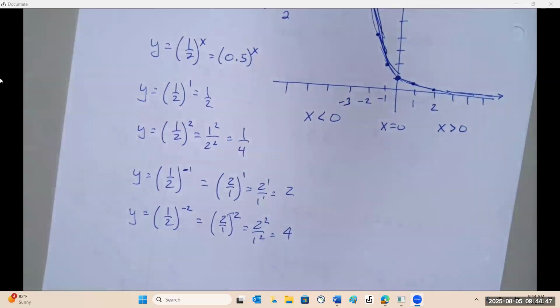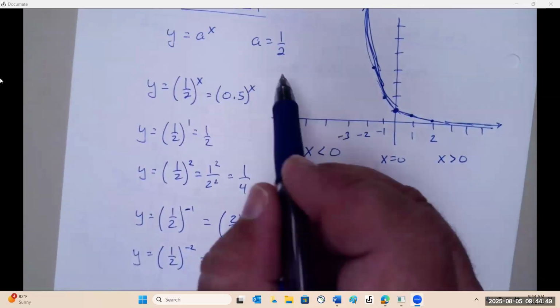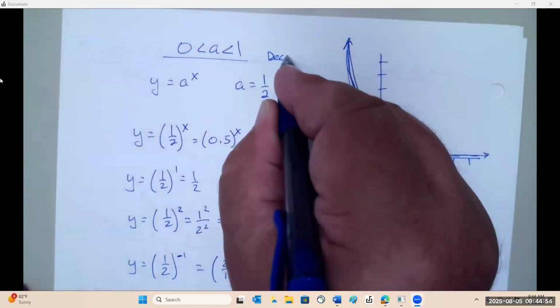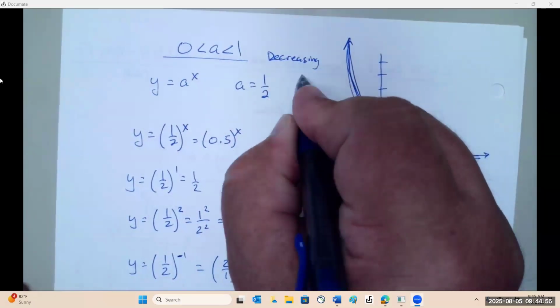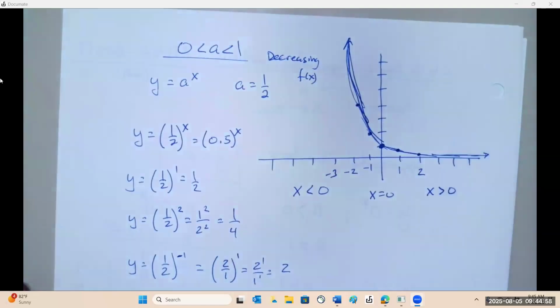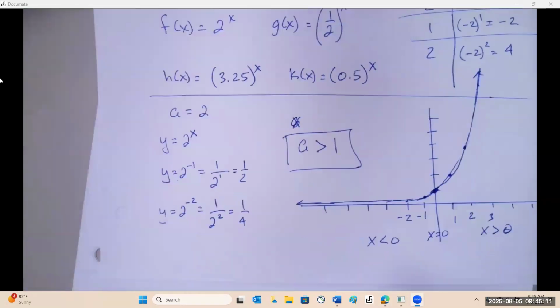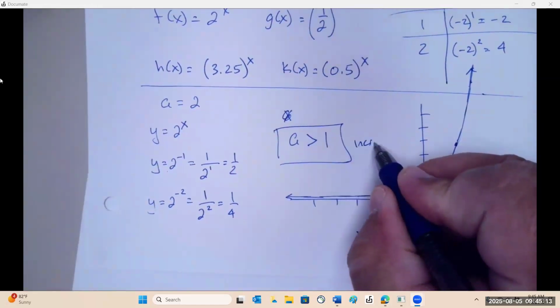That's what our graph looks like. So if a is between 0 and 1, it's a decreasing function. The slope is all negative everywhere. If it's greater than 1, it's an increasing function.